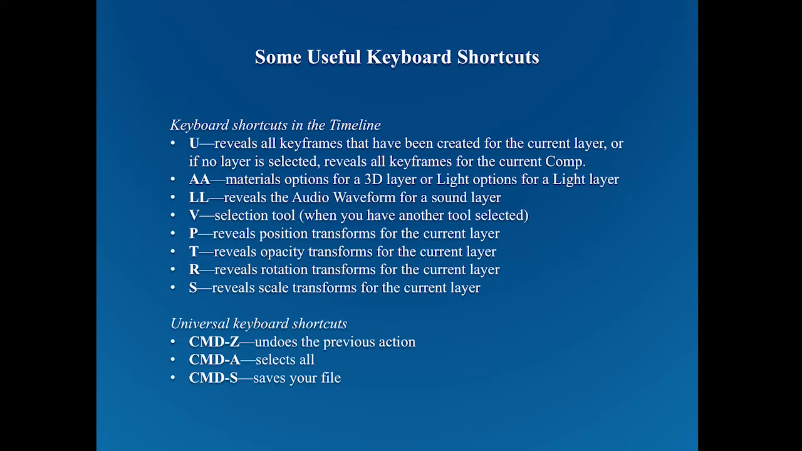Remember, it's not the O, it's the T for opacity or transparency, and that shows the opacity transforms for the current layer. So you can make it become invisible by taking it to 0%, or you can make it fully visible by taking it to 100%.